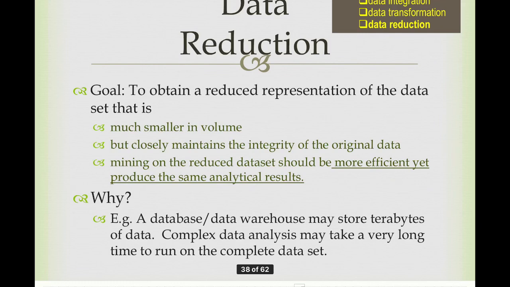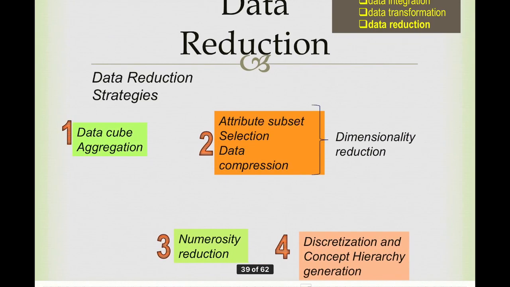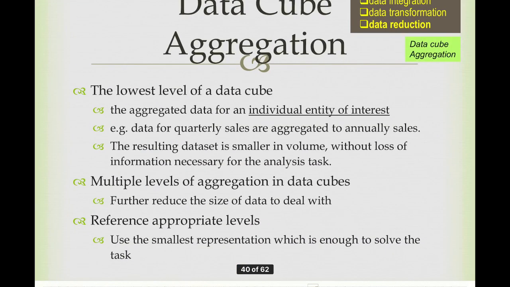Why? Because sometimes a database may store terabytes of data, and then complex data analysis may take a very long time to complete the mining of the data set. So we need to reduce it from terabytes to a lower value, so that the mining of the data can be more efficient. So in data reduction strategies, there are 4 strategies. Number 1 is data cube aggregation. The second one is dimensionality reduction, then numerosity reduction, and also discretization and concept hierarchy.